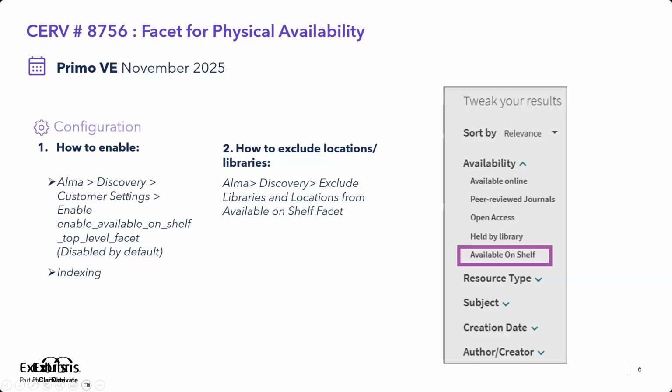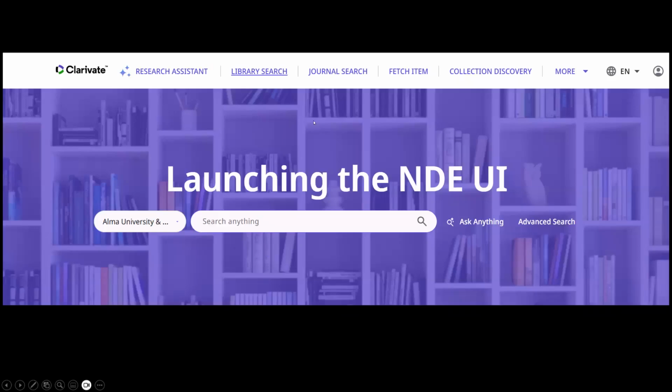What does it require from you? You will need to go to Alma Discovery Customer Settings and enable this customer setting. Then you will need to either ask the support team to run indexing or wait for the semi-annual indexing. You will also be able to exclude specific locations from this facet. You don't need to include all the locations in this facet. This is a new configuration that is now available for you under the Discovery menu, and the name of this new configuration is Exclude Libraries and Locations from Available on-shelf facet. Nir, over to you.